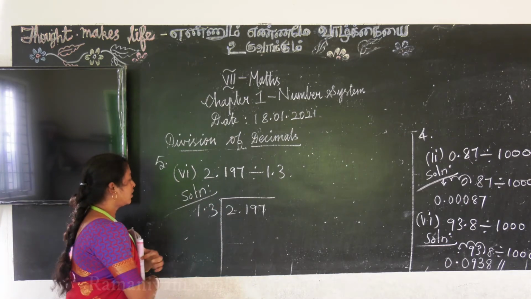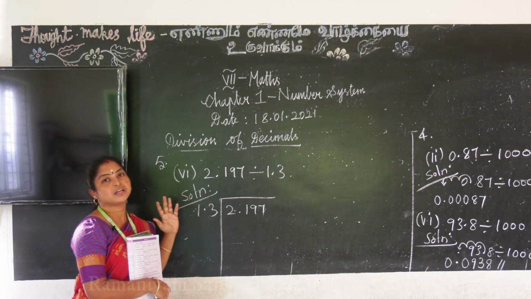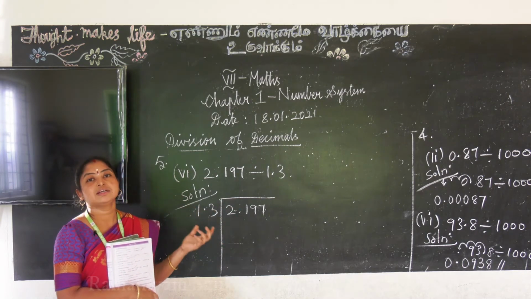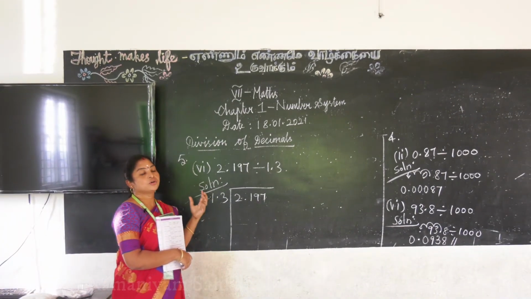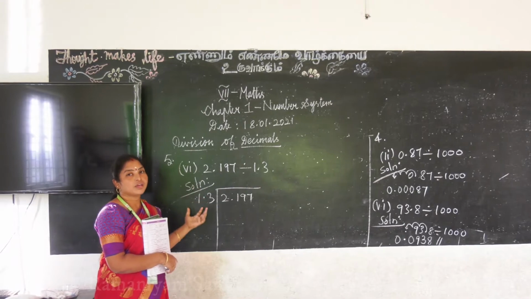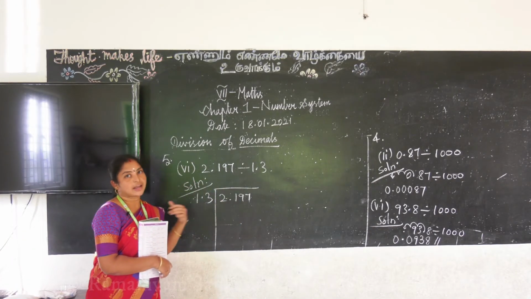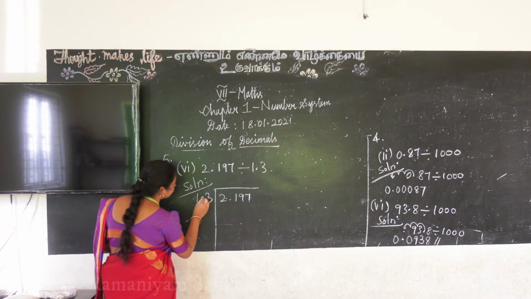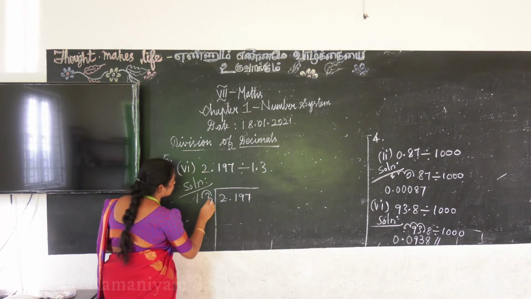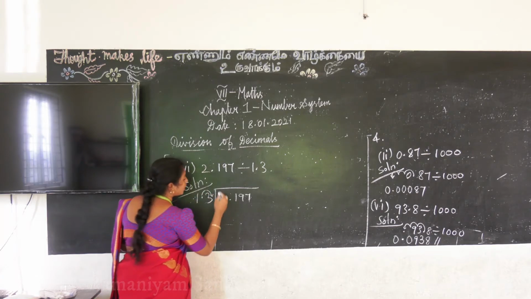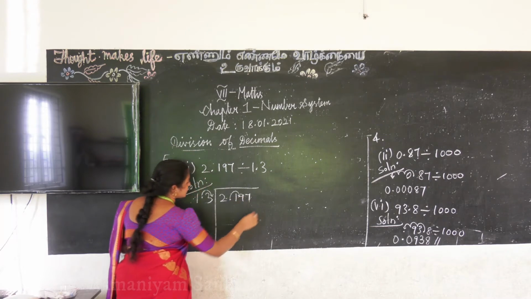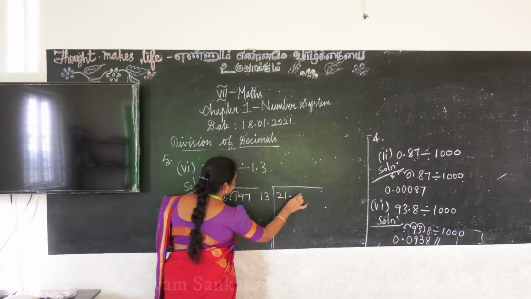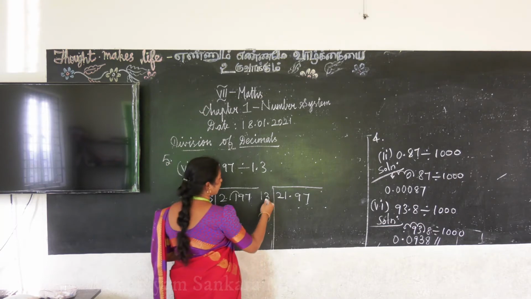So what I taught is how to divide a decimal number by a decimal number. If they give a decimal number by a decimal number, we have to bring the divisor to a whole number. To bring the divisor to a whole number, we have to move the decimal point towards the right side, until we get a whole number. Here there is only one digit after the decimal, so I moved only one step. For the dividend also we have to move one step. So what is it now? Divisor is 13, dividend is 21.97. Now we can easily divide this.